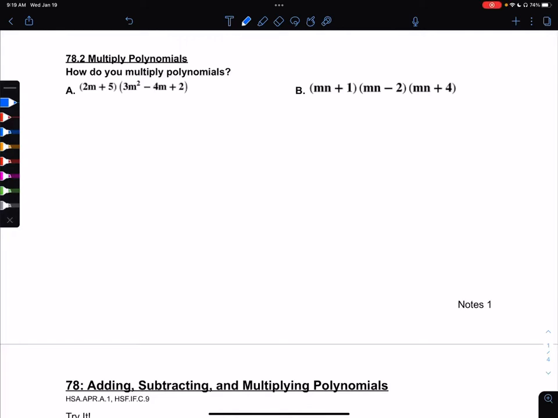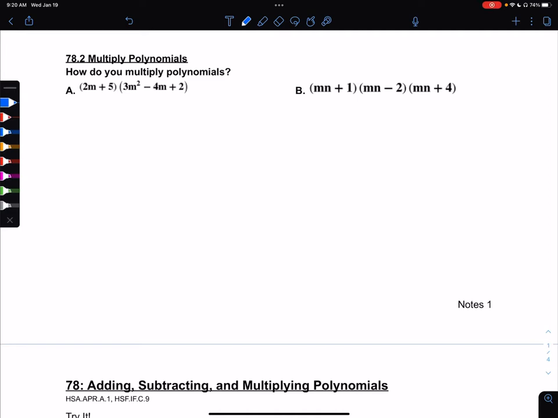In this video, we're going to look at topic 78, example 2, multiply polynomials. So we're asked, how do you multiply polynomials? And we're given two examples. This is a series of distribution, so you're probably pretty familiar with at least part of this process. You just have to make sure you're careful with multiplying your bases, your signs, and your exponents.